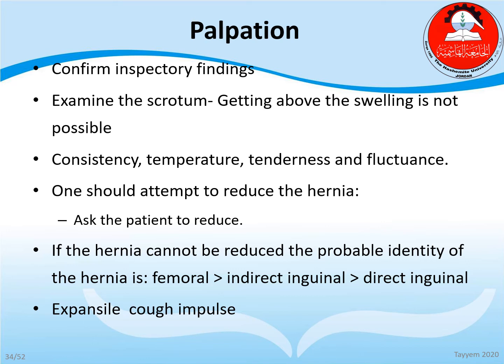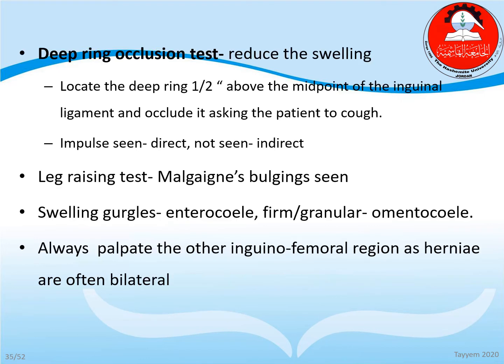Expansile cough impulse: when you ask a patient to cough, you could feel the cough impulse. Deep ring occlusion test: you locate the deep ring, which is about half an inch above the midpoint of the inguinal ligament, try to reduce the hernia, and then ask the patient to cough. If there is an impulse or swelling appearing, then this is a direct hernia. If there is no hernia visible, no swelling, no cough impulse, then this is an indirect hernia.